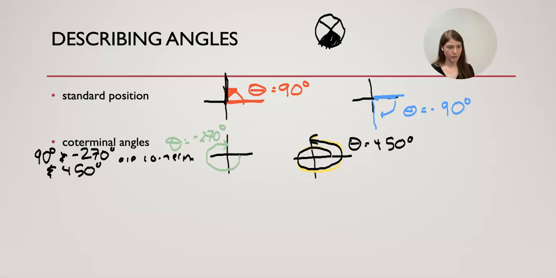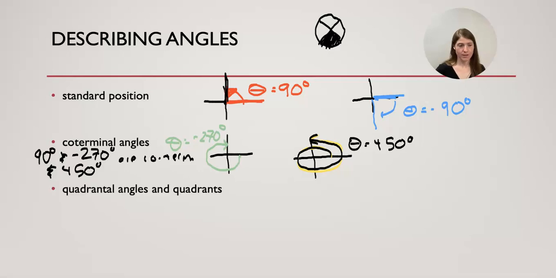are all coterminal angles. Now, if I wanted to generate more coterminal angles, I can always start with my initial angle, add 360, subtract 360, and keep on doing that. So I could add another 360 to 450 and get another coterminal angle. I could subtract another 360 from the negative 270 and get another negative coterminal angle as well.